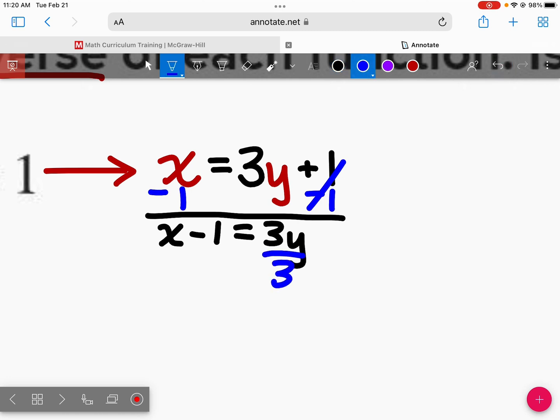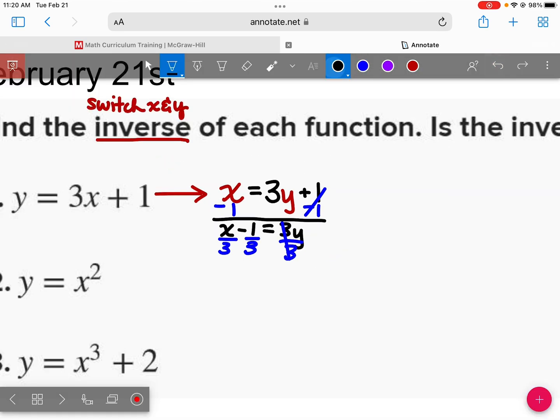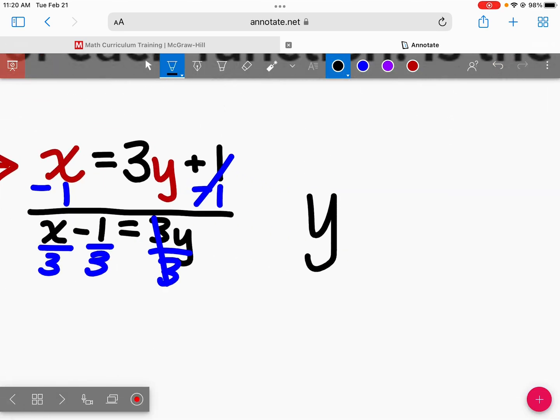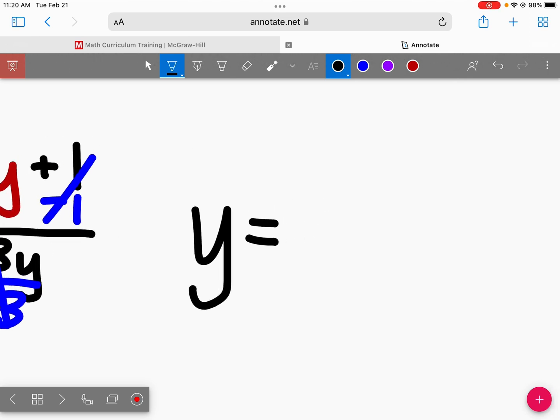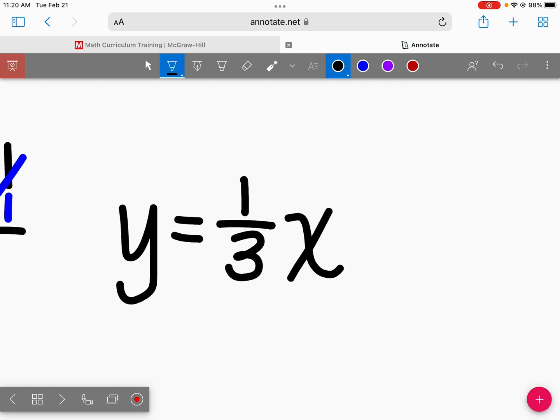What do I divide by 3 on the left-hand side? Both pieces, everything. Everybody gets divided by 3. So I have y equals x over 3. How many x's are there? Just a 1x. So this is 1 over 3 x's minus 1 over 3.